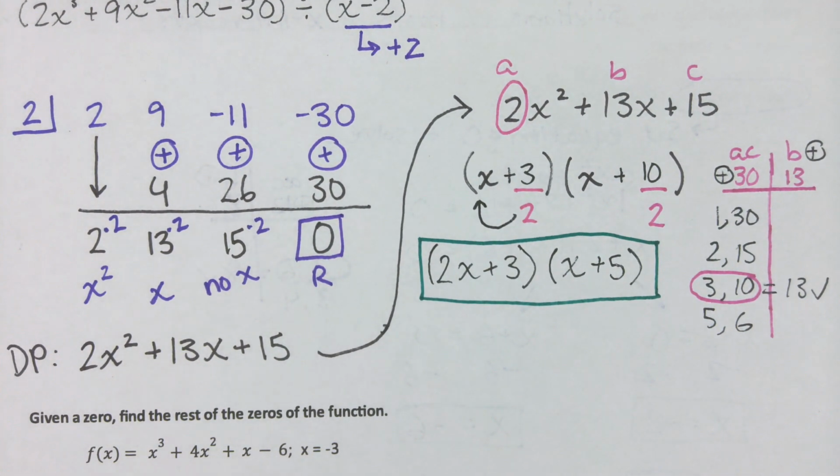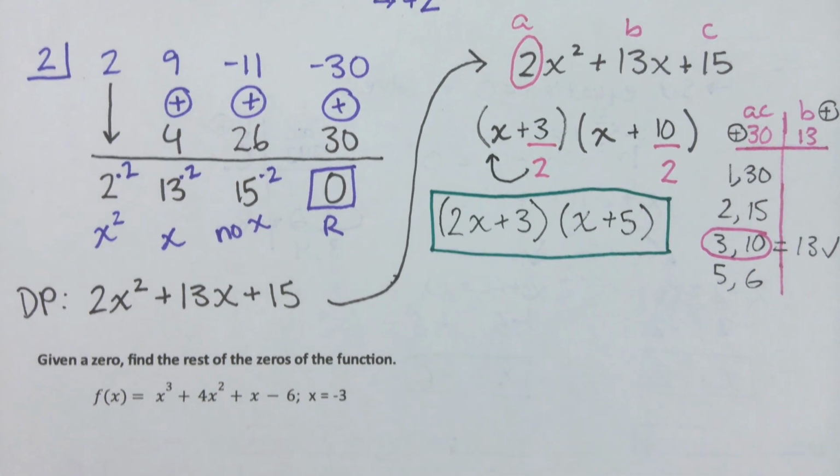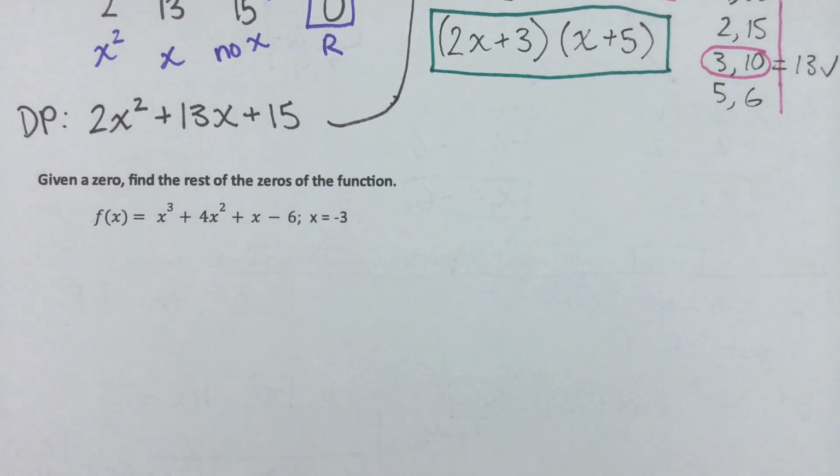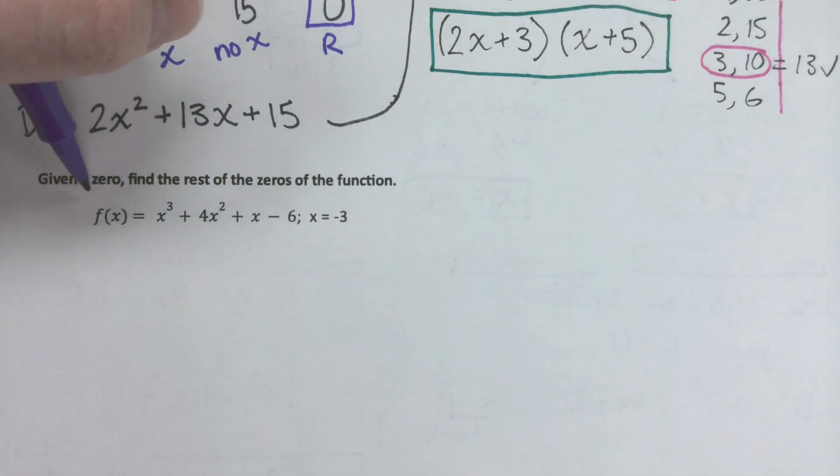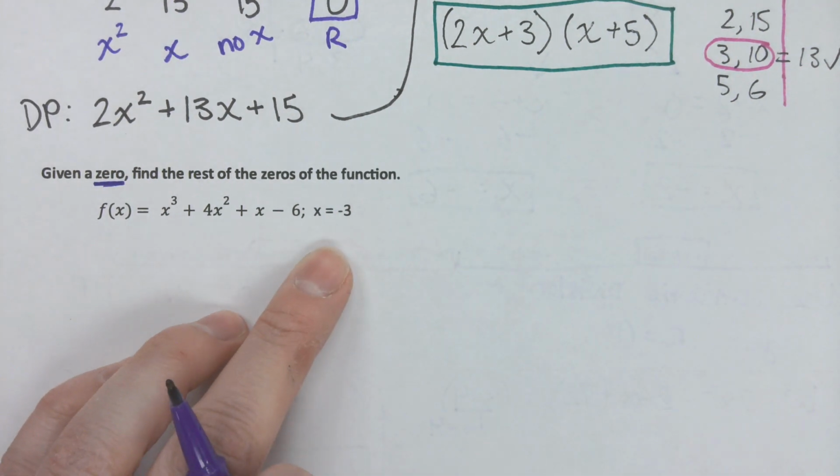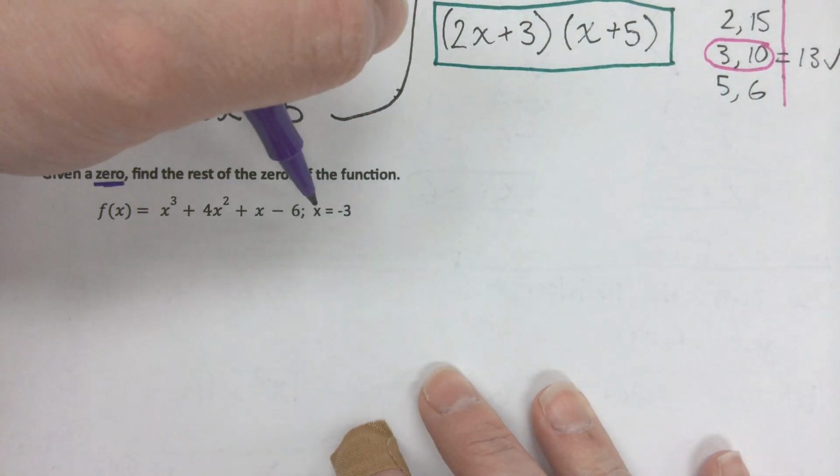Questions over that process, over the problem? One more problem. This one is going to be majorly different in format from the previous two. Given a zero, find the rest of the zeros of the function. So we're given a zero. This zero is right here, x equals negative 3.